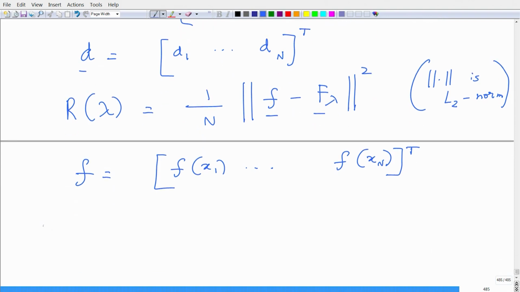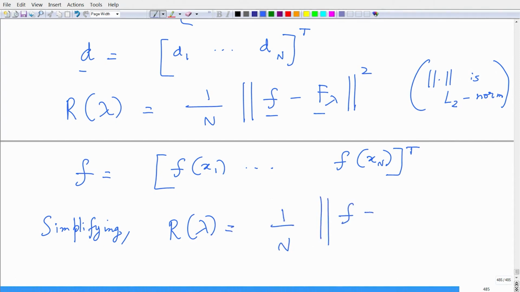Now simplifying, R of lambda is 1 upon n, the norm of small f minus A of lambda times D, because capital F of lambda can be written as A of lambda times the vector D, and I look at the square norm of this quantity.